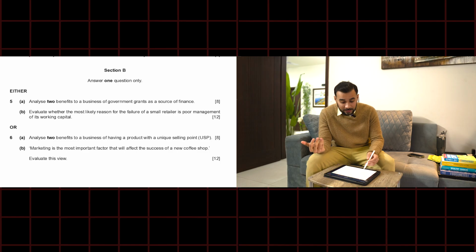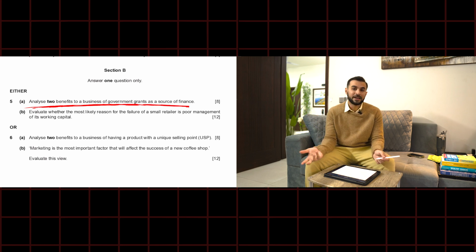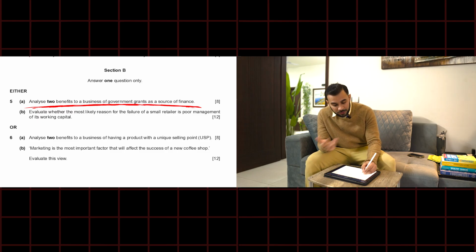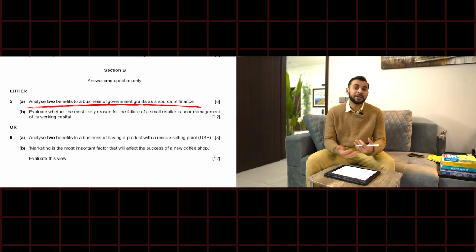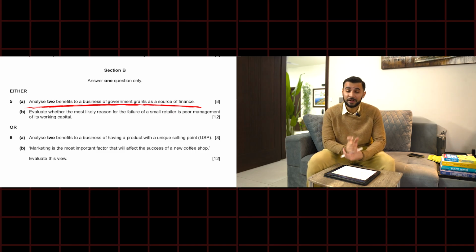Let's say you're reading 5A, analyze 2 benefits to a business of government grants as a source of finance. If you're reading this question, ideally in those 10 minutes of planning, you should start writing on your papers what pointers you're going to write. You need to actually write it down, right? For 5A, 5B, 6A, 6B, you just write down whatever pointers you're going to write, and those 10 minutes play a very important part in planning your 5A and 5B, 6A and 6B.